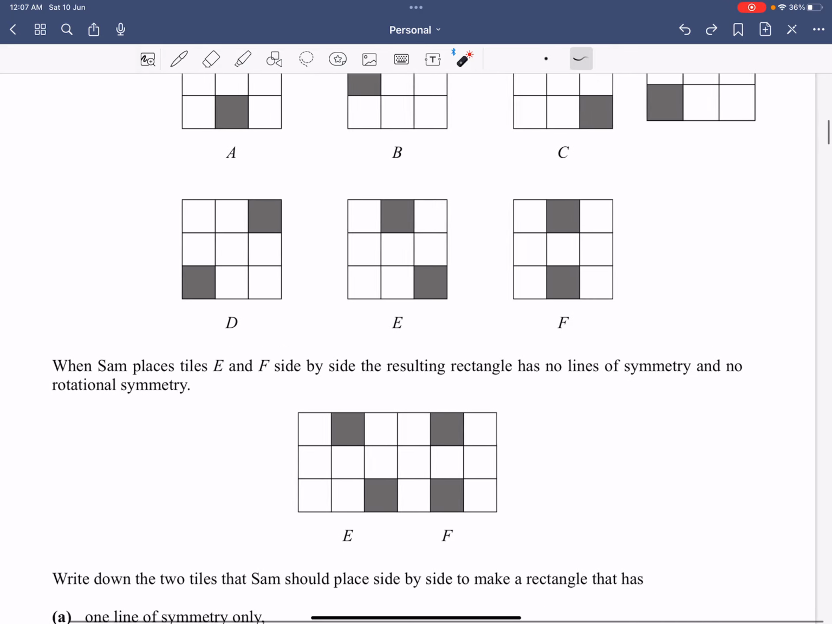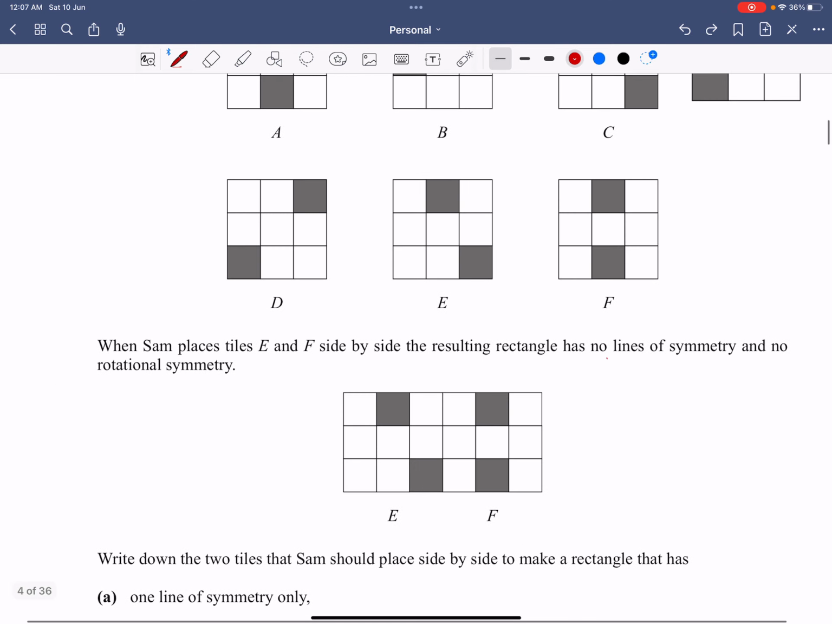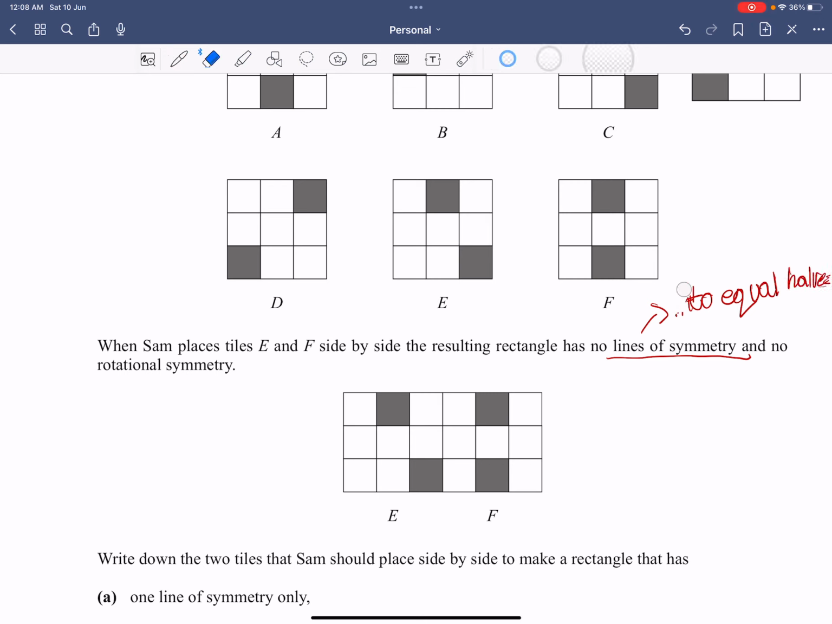So what do line of symmetry and rotational symmetry mean? Line of symmetry means that an object is split into two equal halves. So this is what lines of symmetry mean.